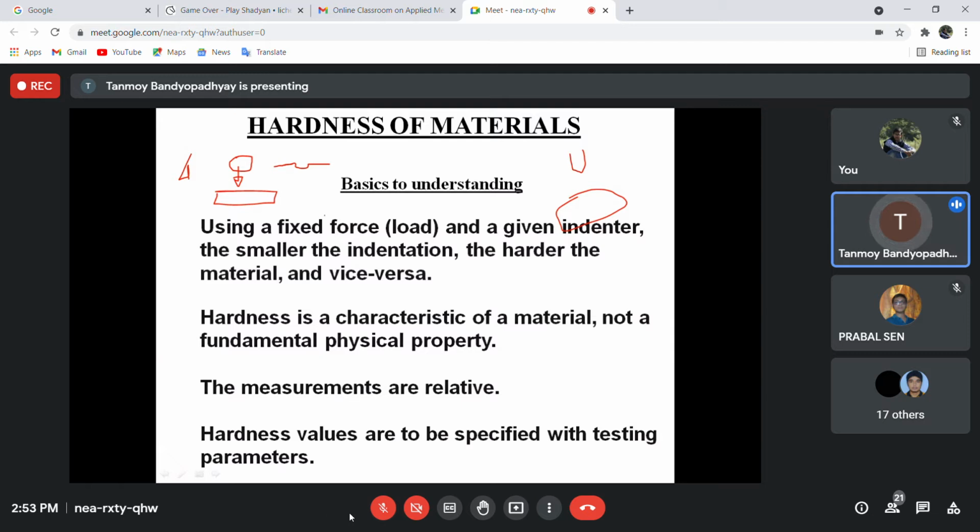Understand? Suppose I am taking two specimens. Hello? Yes, sir.